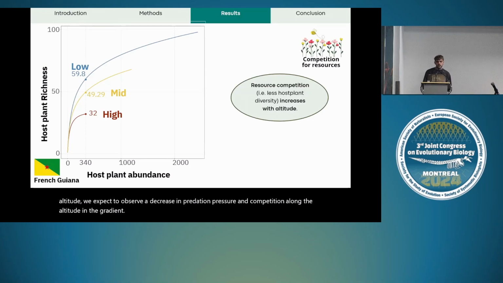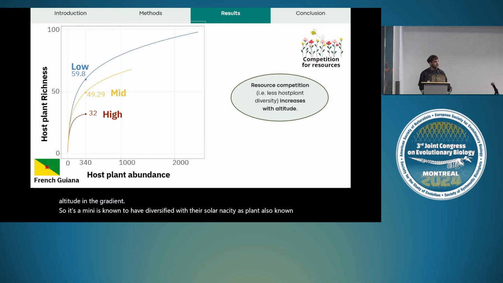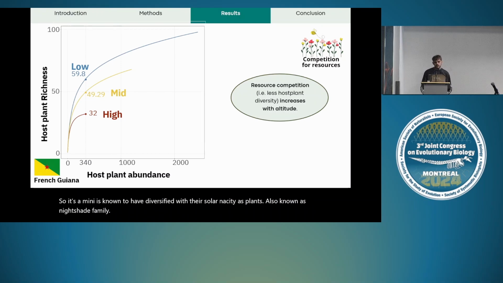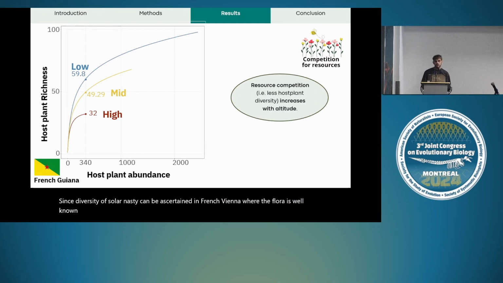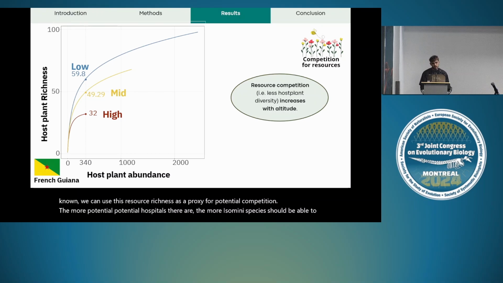Ithominy is known to have diversified with their Solanaceae host plant, also known as the nightshade family. Since the diversity of Solanaceae can be ascertained in French Guiana, where the flora is well known, we can use this resource richness as a proxy for potential competition. The more potential host plants there are, the more ithominy species should be able to coexist.